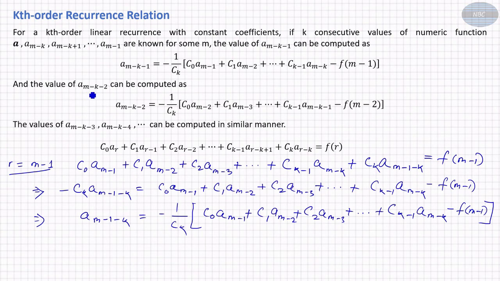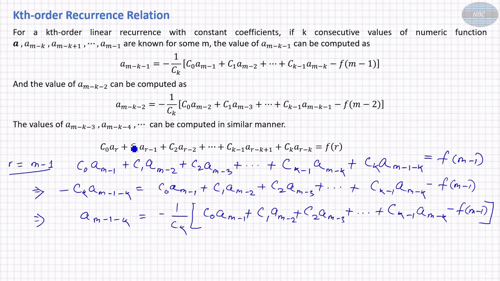and the value of a_{m-k-2} can be computed similarly, as it is the previous value of a_{m-1-k}. So we can calculate it by this particular formula. The values of a_{m-k-3}, a_{m-k-4} can be computed in a similar manner. So in this way, we can calculate the previous values of the numeric function.